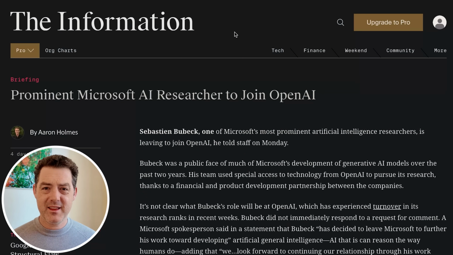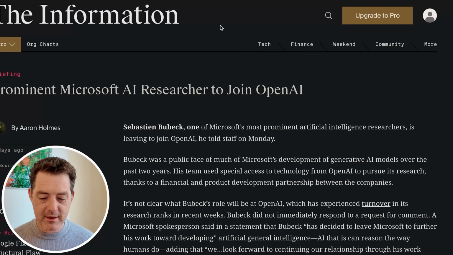Next, it seems like the tensions between Microsoft and OpenAI continue to grow. Sebastian Bubeck, who was one of the main researchers at Microsoft, just left Microsoft to go to OpenAI. So this is kind of a win for OpenAI because lately they've been having major brain drain. Bubeck was a public face of much of Microsoft's development of generative AI models over the past 2 years, according to The Information. His team used special access to technology from OpenAI to pursue its research, thanks to a financial and product development partnership between the companies.